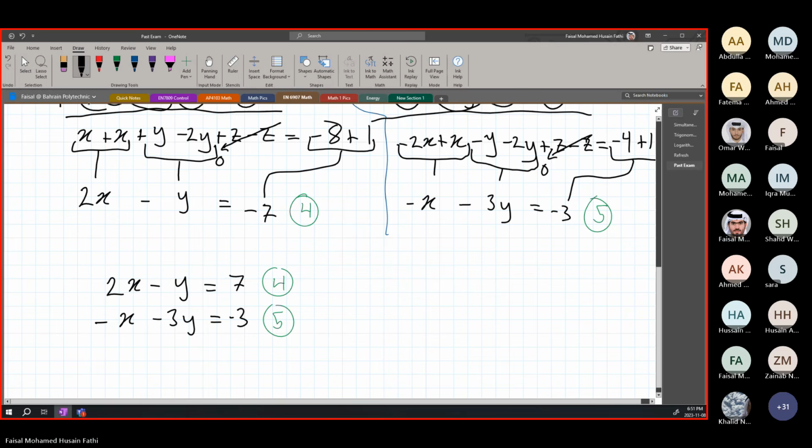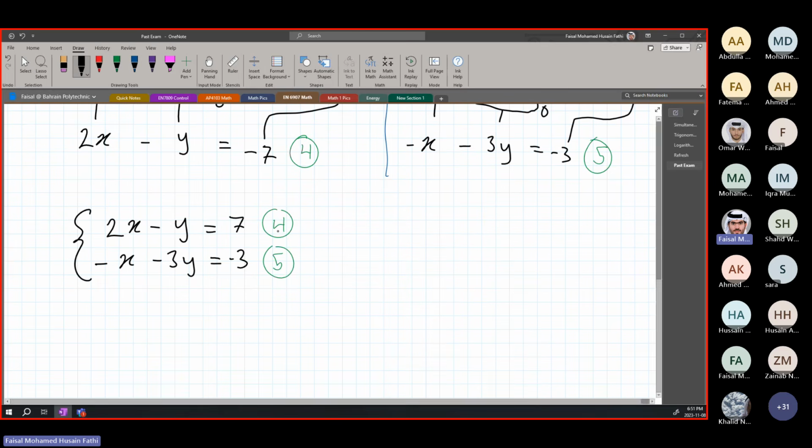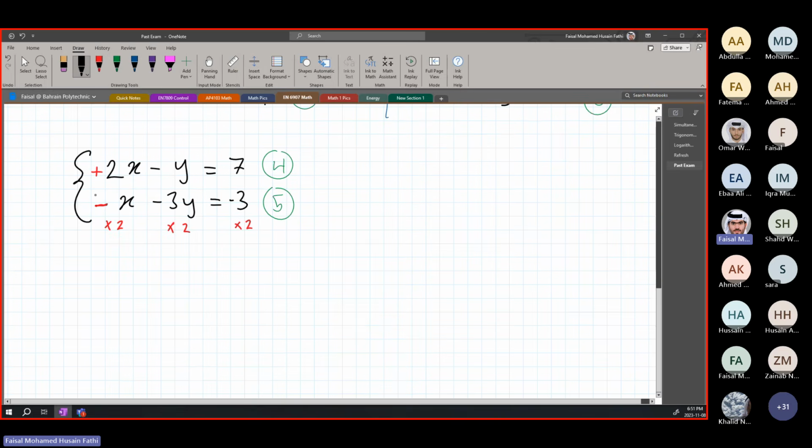Now we do the elimination method. Here we have minus and here plus, so say we're eliminating x in this case. Because they have opposite signs it's perfect, and we don't have to multiply by a negative or anything. But since here it's 2 and here it's 1, we have to multiply the bottom one by 2. So times 2, times 2, times 2. If I rewrite this equation, it's going to be minus 2x minus 2 times 3.